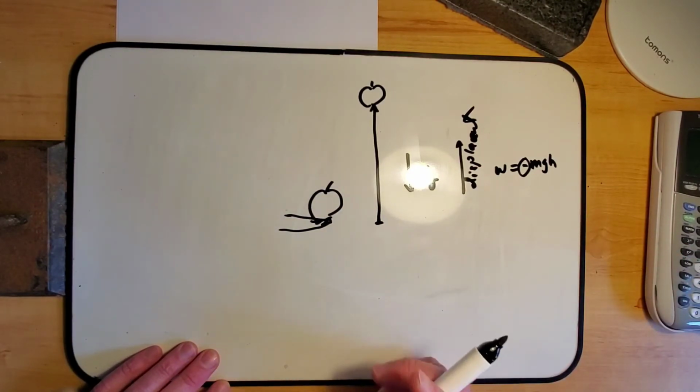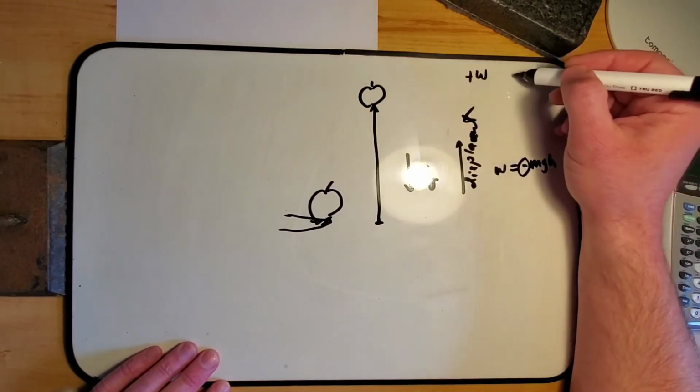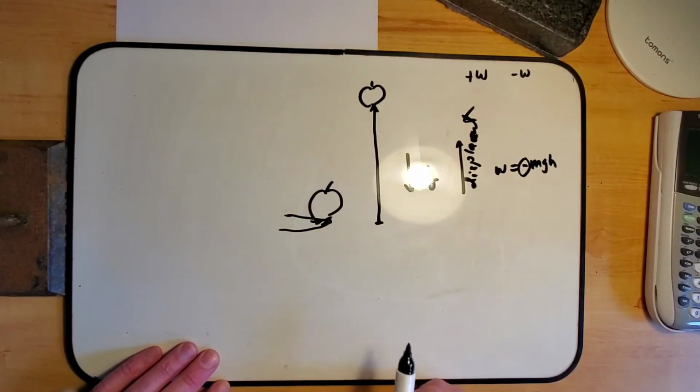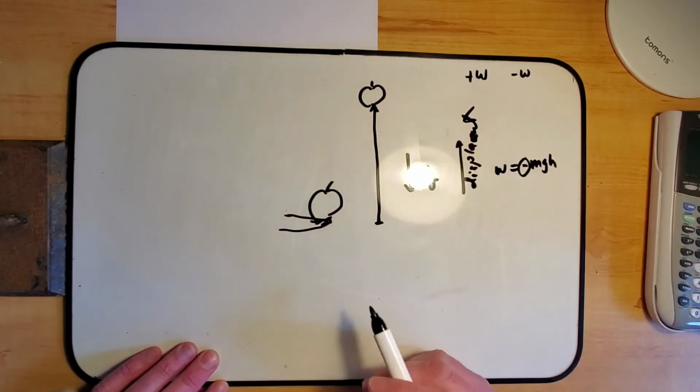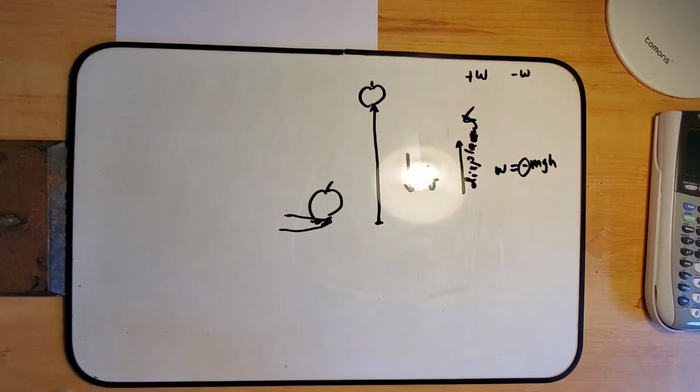And so remember how I talked about positive work and negative work before? The rule of thumb here is that anytime the environment does work on the object, the work is positive, and anytime the system, in this case the apple, does work on the surroundings or environment, it will be negative work. In this case, the apple is doing work against gravity, and therefore the work here is negative.